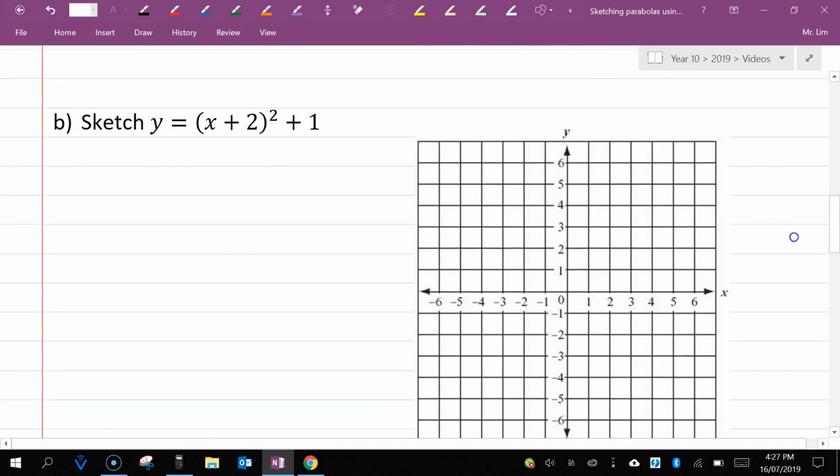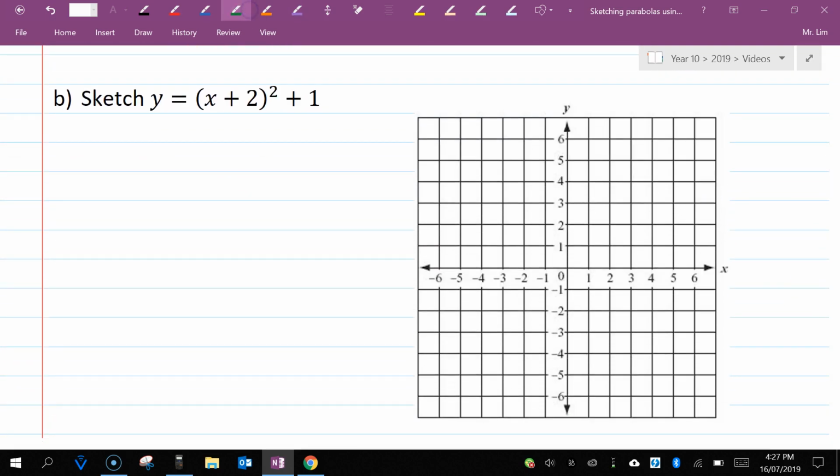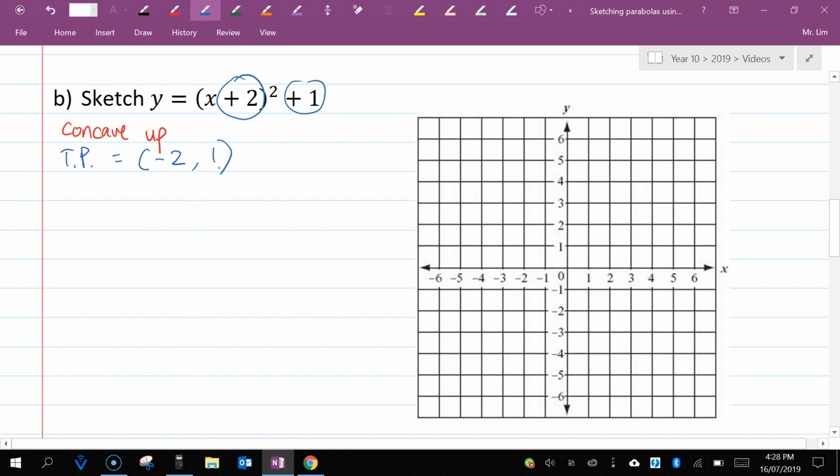Okay, question B. We know here that it is concave up because x squared is positive. There's no minus sign here. So it's positive, concave up. The turning point, we know it's going to go left to minus 2, and it's going to go up 1. So the turning point is (minus 2, 1). So let's put that in now. (Minus 2, 1) is right here, and it's concave up.